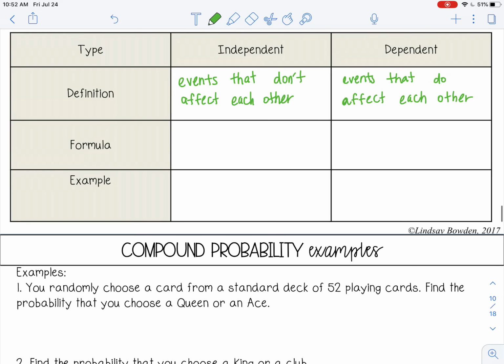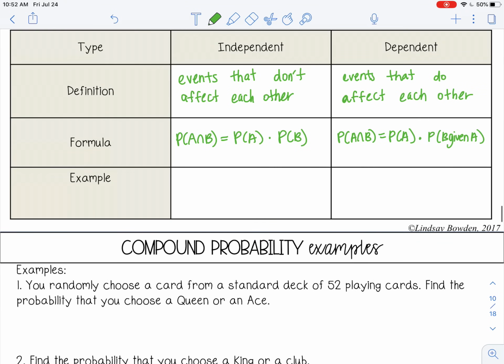Okay, the formula for independent, so these are intersections. Probability of the intersection of A and B is the probability of A times the probability of B. So we're going to multiply them together. And then for dependent, it's the probability of A times the probability of B given A. And we will apply those formulas when we get to examples.